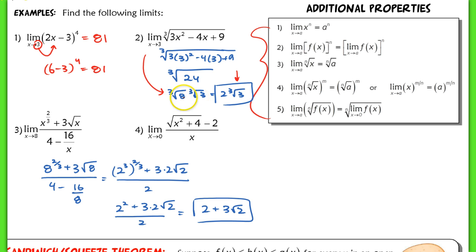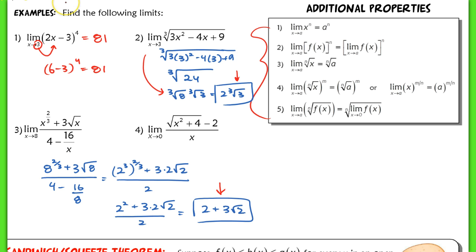So you can see the intermediate steps that I've taken in case you're not following that. Now for number 3, once I plug in 8 into this function here, I end up with 2 squared plus 3 times 2 root 2 over 2. So just factoring out a common factor of 2, I end up with a limit of 2 plus 3 root 2.